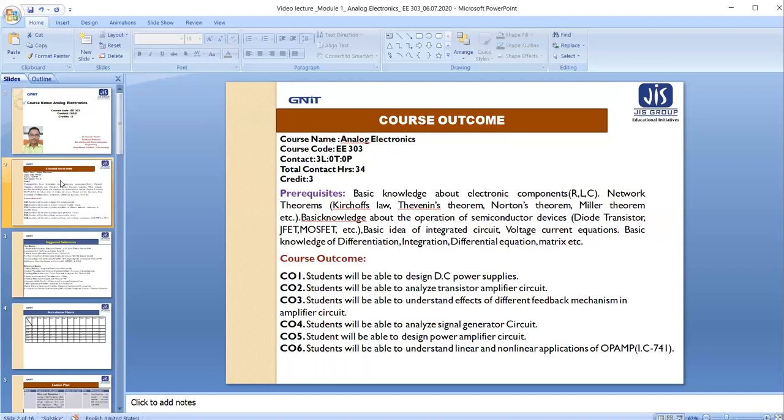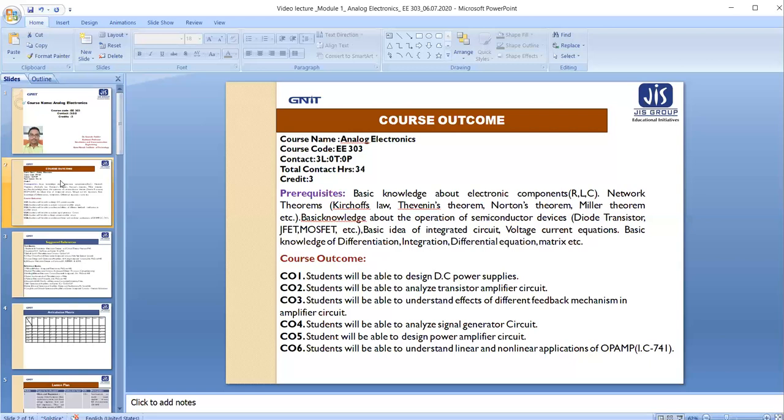To gain knowledge and to have expertise in analog electronics, the prerequisites of this course are basic knowledge about electronic components, that is resistor R, inductor L, capacitor C. Network theorems, Kirchhoff's law, Thevenin's theorem, Norton's theorem, Miller theorem, etc. Basic knowledge about the operation of semiconductor devices, that is diode, transistor, JFET, MOSFET, etc. Basic idea of integrated circuits, voltage current equations, basic knowledge of differentiation, integration, differential equation, matrix, etc.